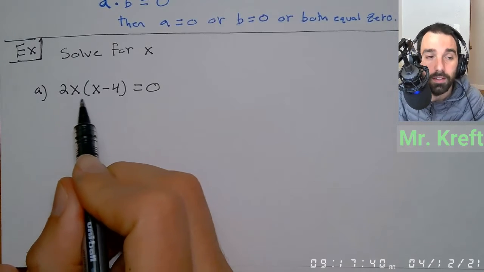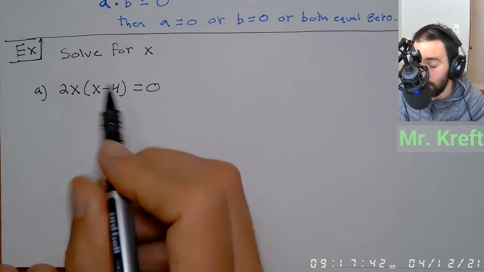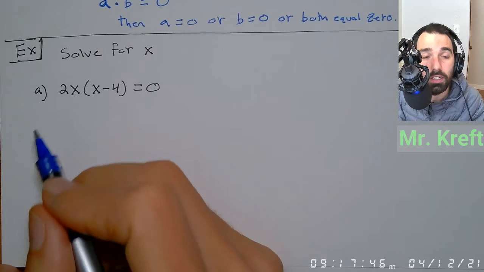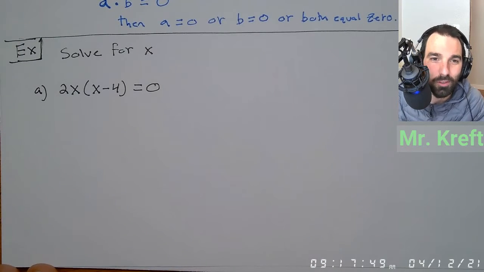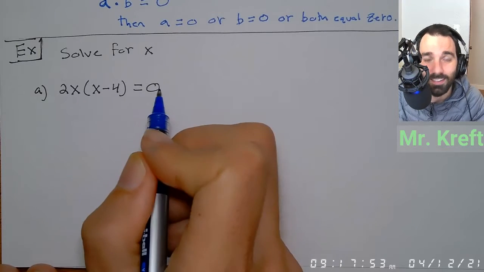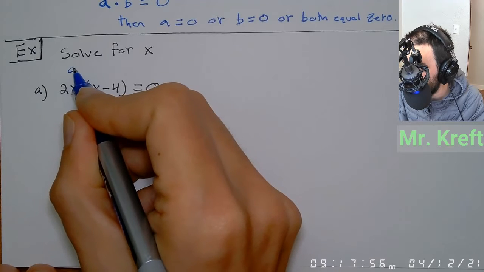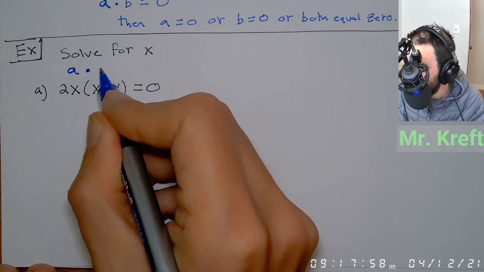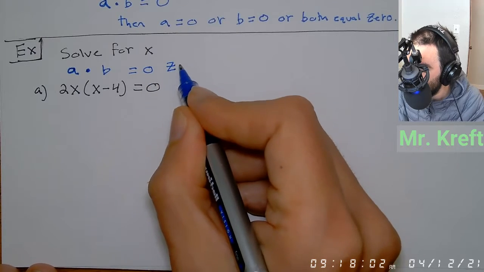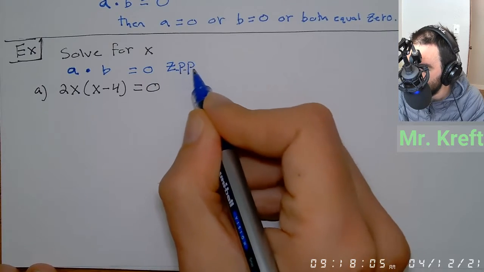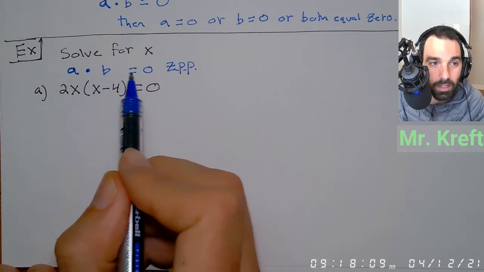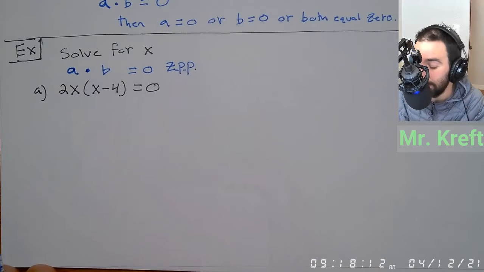Okay, so this is 2x times the quantity of x minus 4 equals 0. What we're looking for here are terms that multiply to 0. That is, we have this first term times this second term equals 0. This is the zero product property. When we have things that multiply to 0, that's the zero product property.